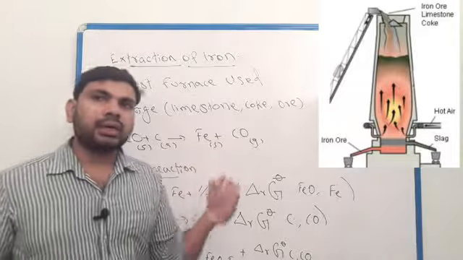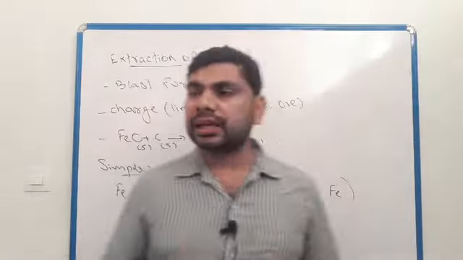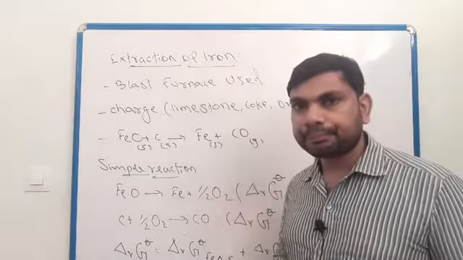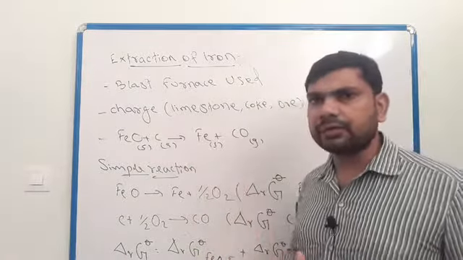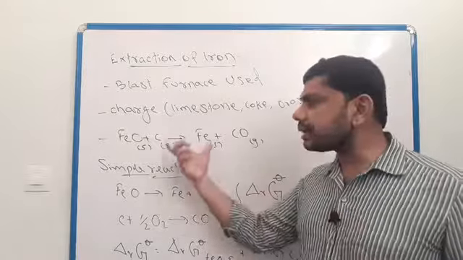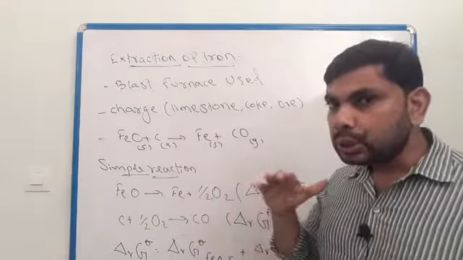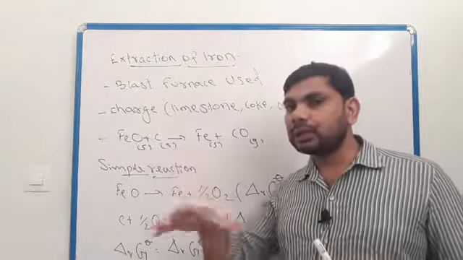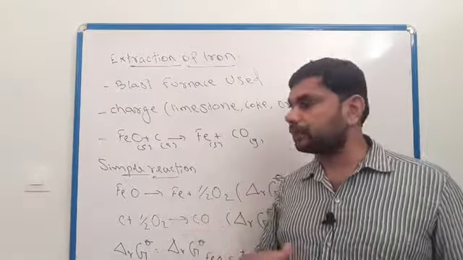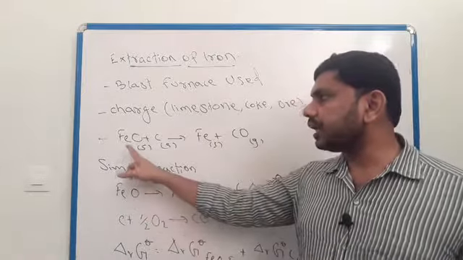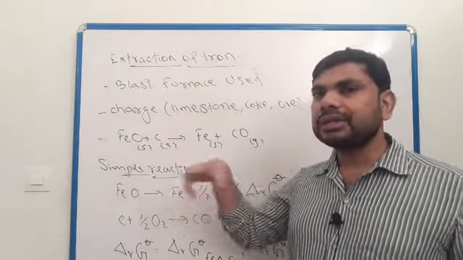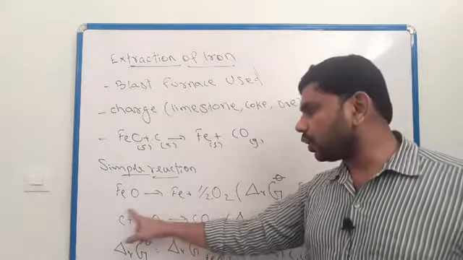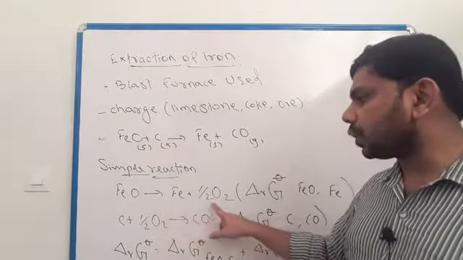carbon monoxide. FeO reacted with carbon forms iron and carbon monoxide. This is the first chemical reaction. We can say this chemical reaction happens in two simple steps. This is the first reaction: iron oxide changes to iron and oxygen. This is the first step.